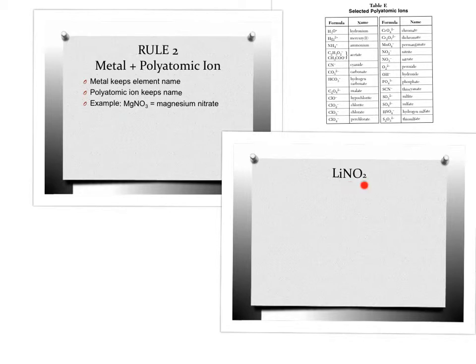In here, we have 3 capital letters, so that means that's 3 elements, Li, N, and O. So first, our metal is Li, so that is lithium. Now, NO2, we're going to go to the polyatomic ion table, and we see that NO2 is actually right here, NO2, nitrite. So we're going to write down nitrite. So this compound is therefore lithium nitrite.